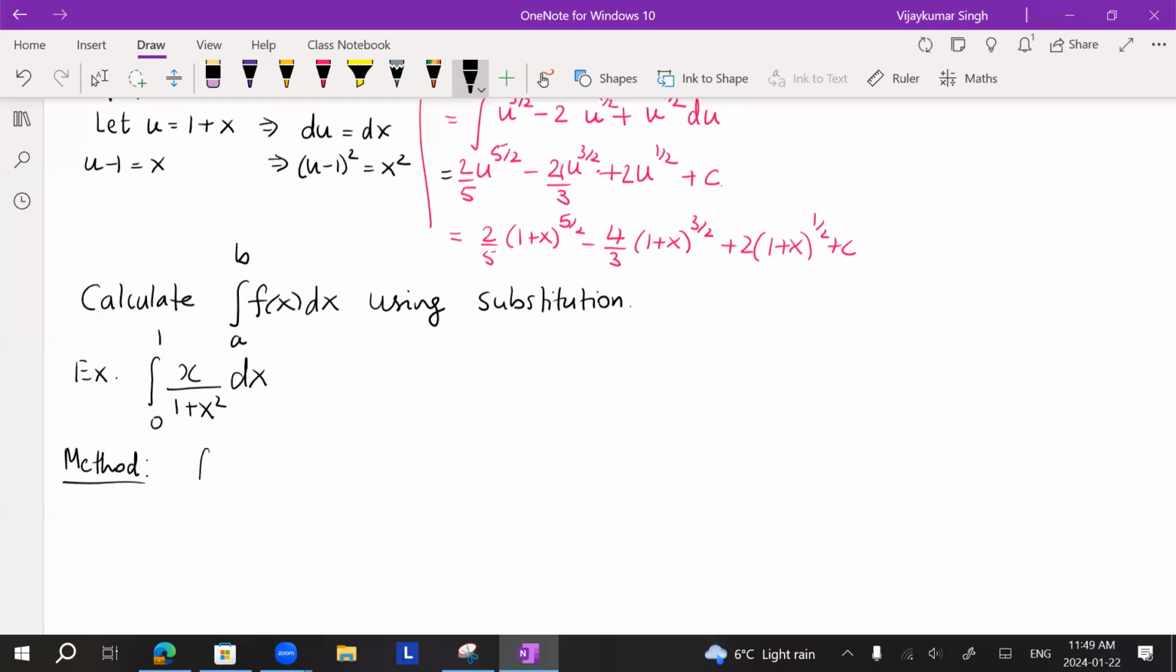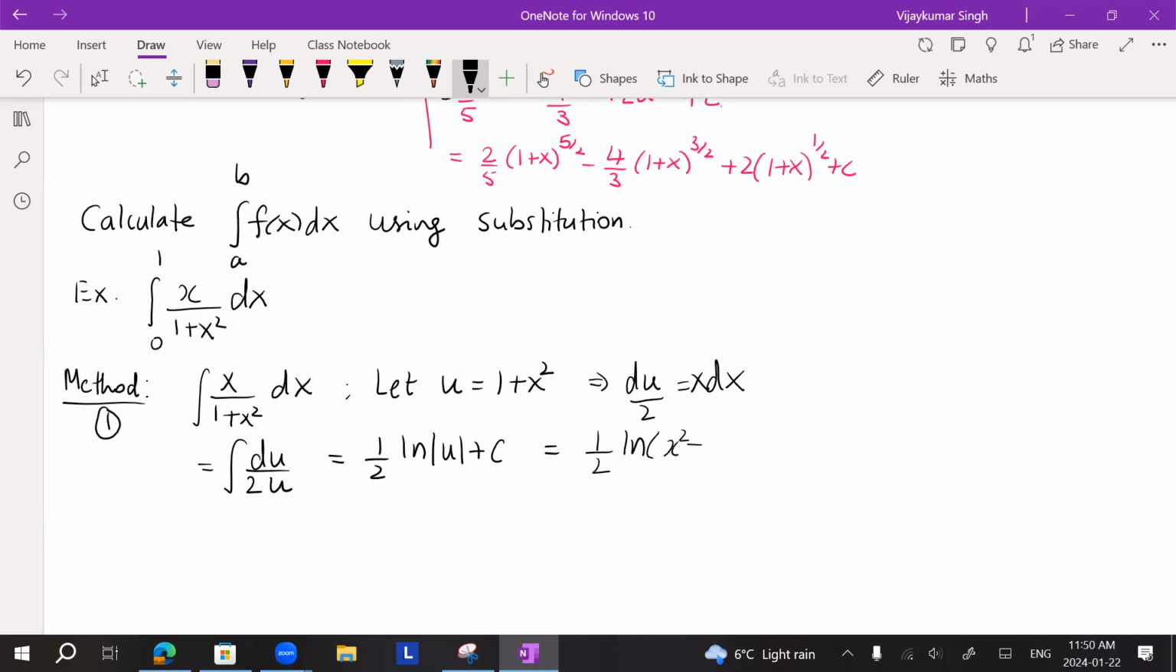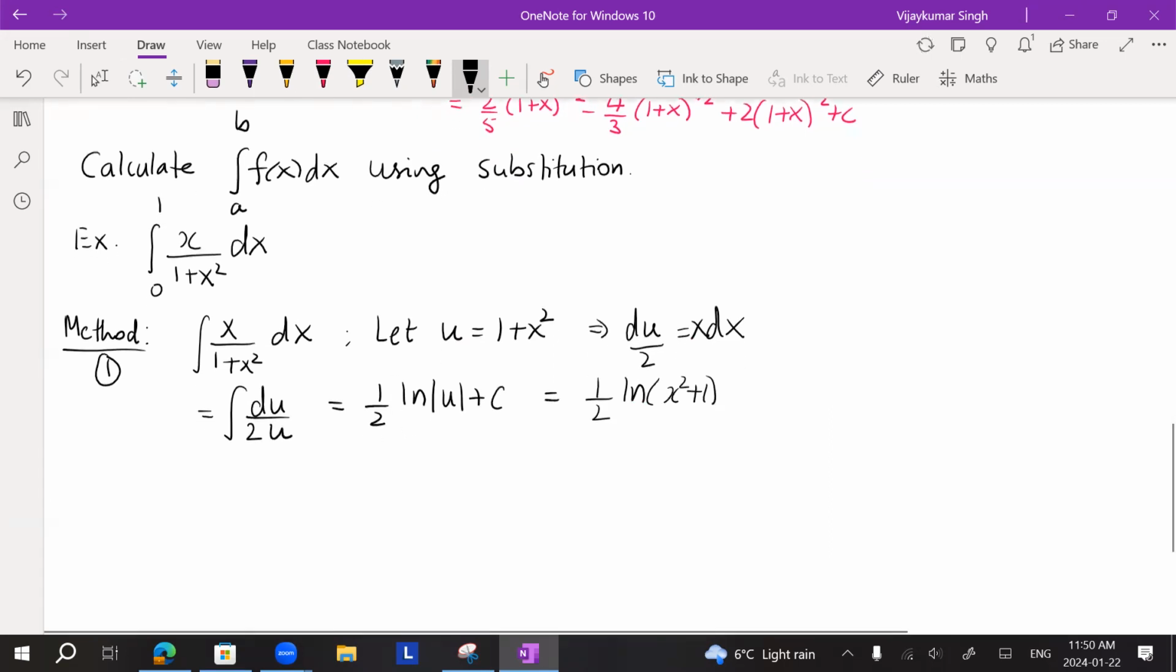So let's see. For example, we could have done this computation without caring about the limits of integration. We have already done this problem before, but we let u equal 1 plus x squared. You get du by 2 equals x dx, and then this integral becomes the integral of du by 2u, and then we have half ln of the absolute value of u plus C, and then you get half ln of x squared plus 1. I'm ignoring the absolute value because x squared plus 1 is positive all the time, right?